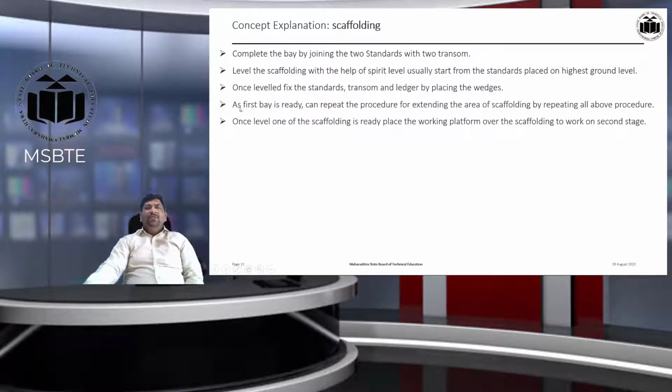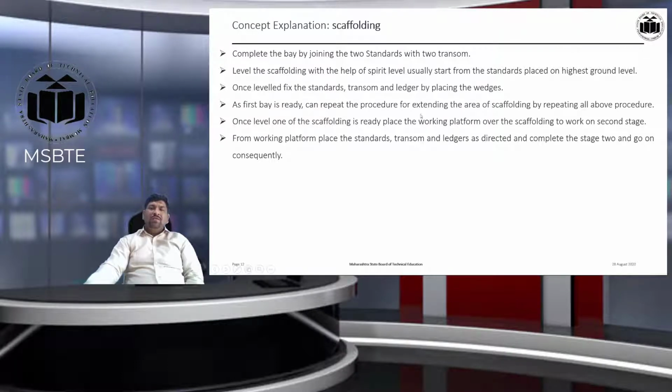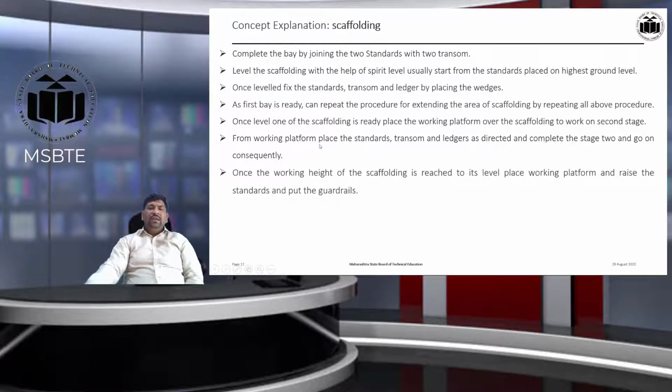After that, once one level is completed, you can go for the second level and repeat the same procedure as it is followed for the first stage scaffolding. From the working platform, place the standards, transoms and ledgers as directed and complete stage 2 and go on consequently.